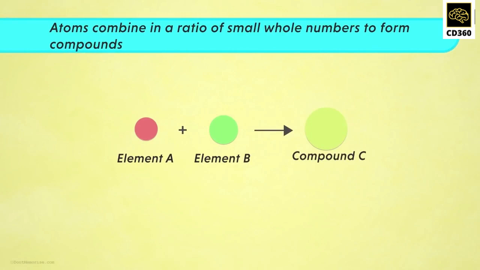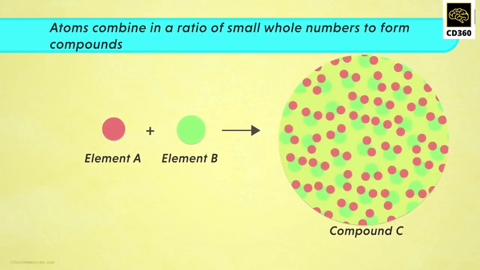The fifth postulate states that atoms combine in a ratio of small whole numbers to form compounds. Now, what do we mean by this? In this chemical reaction, we find elements A and B reacting and giving us the compound C. If we observe well, a unit of compound C has 2 atoms of element A and 1 atom of element B, right? So aren't these whole numbers? Yes, this means that in any compound, the elements are always present in a ratio which comprises of whole numbers.